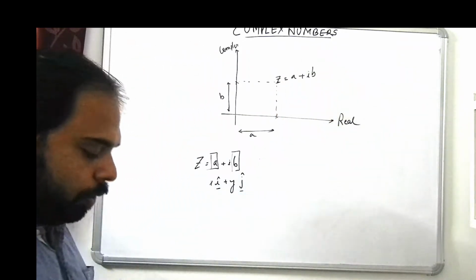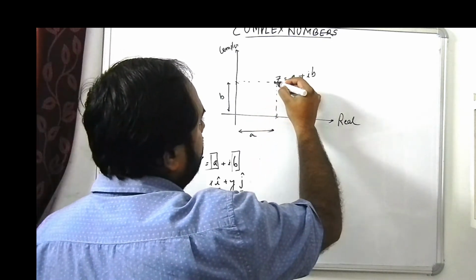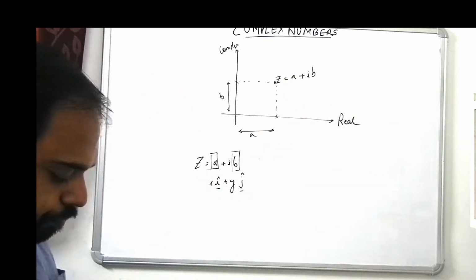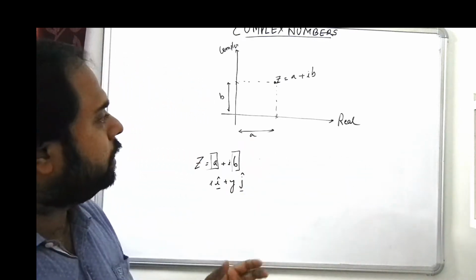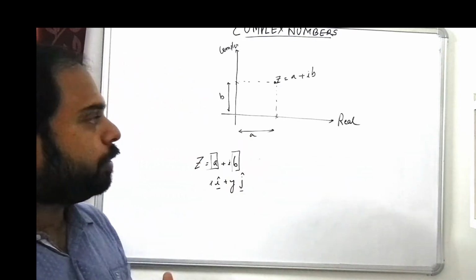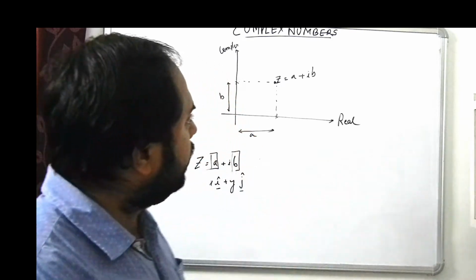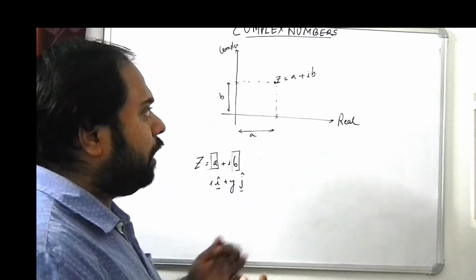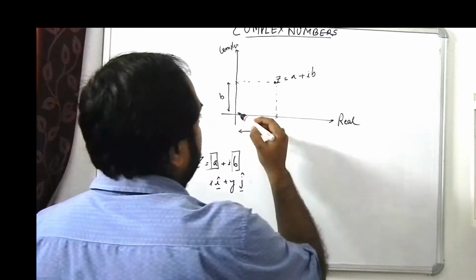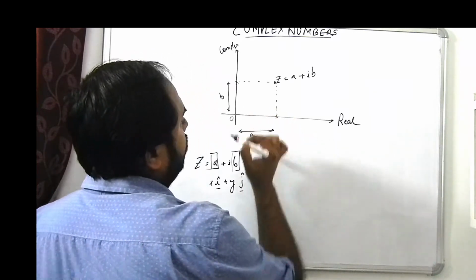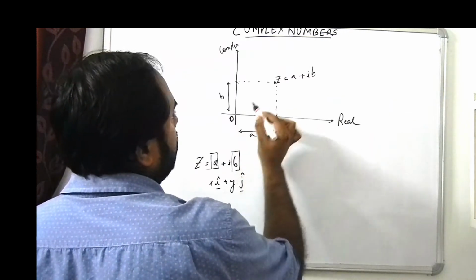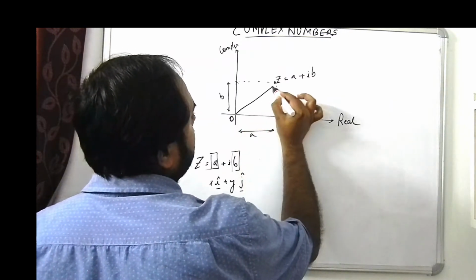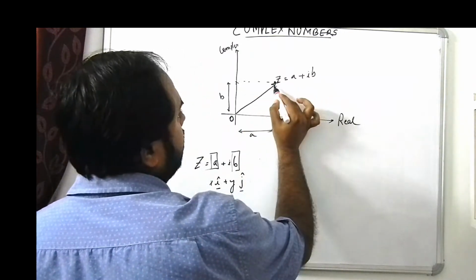Just by having this geometric interpretation of a complex number, we are able to solve many questions just by looking at it. Now, looking at some basics, this is the origin. If we connect the origin to the complex number by an arrow, let this be an arrow.